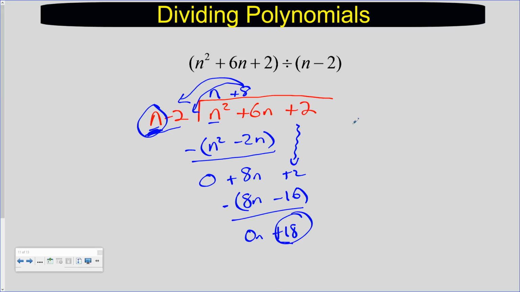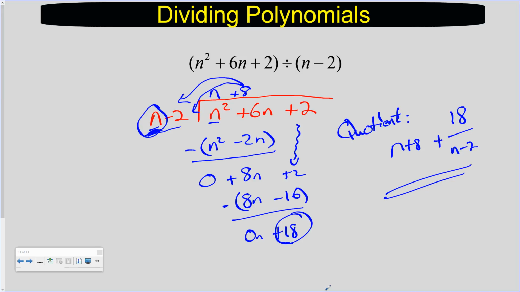That's a leftover. So our answer, our solution, our quotient, that's t, is n plus 8. That's the part we could divide evenly, plus this 18 that still needs to be divided by n minus 2 somehow. But we just are not able to do that. So we have the part that divided evenly and our remainder.